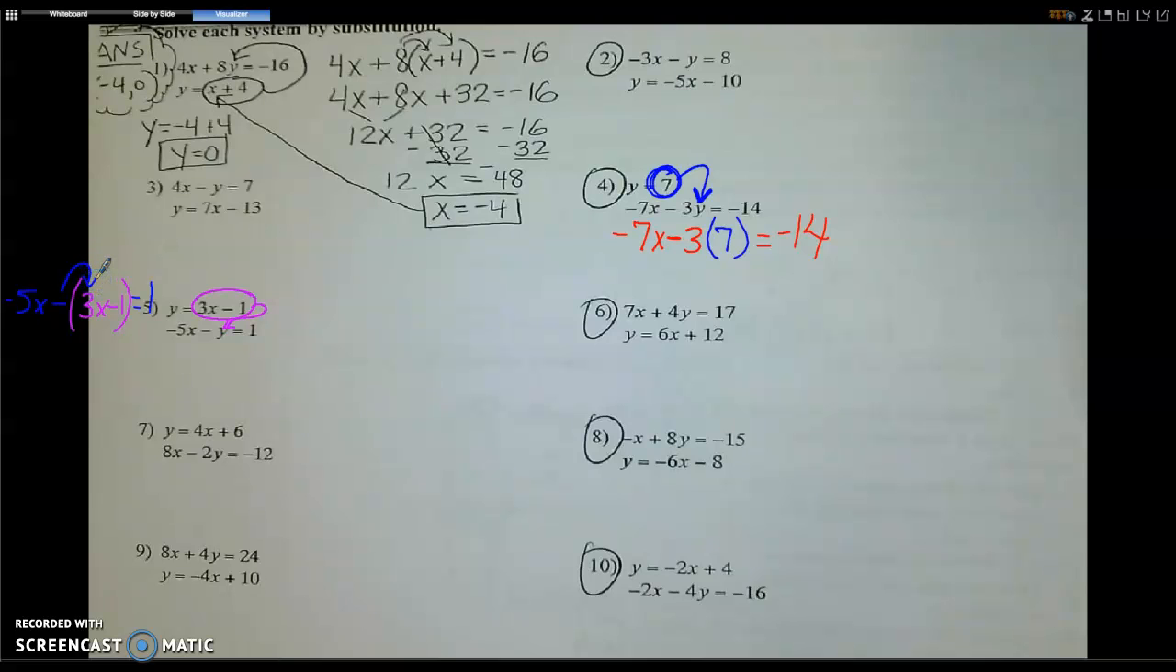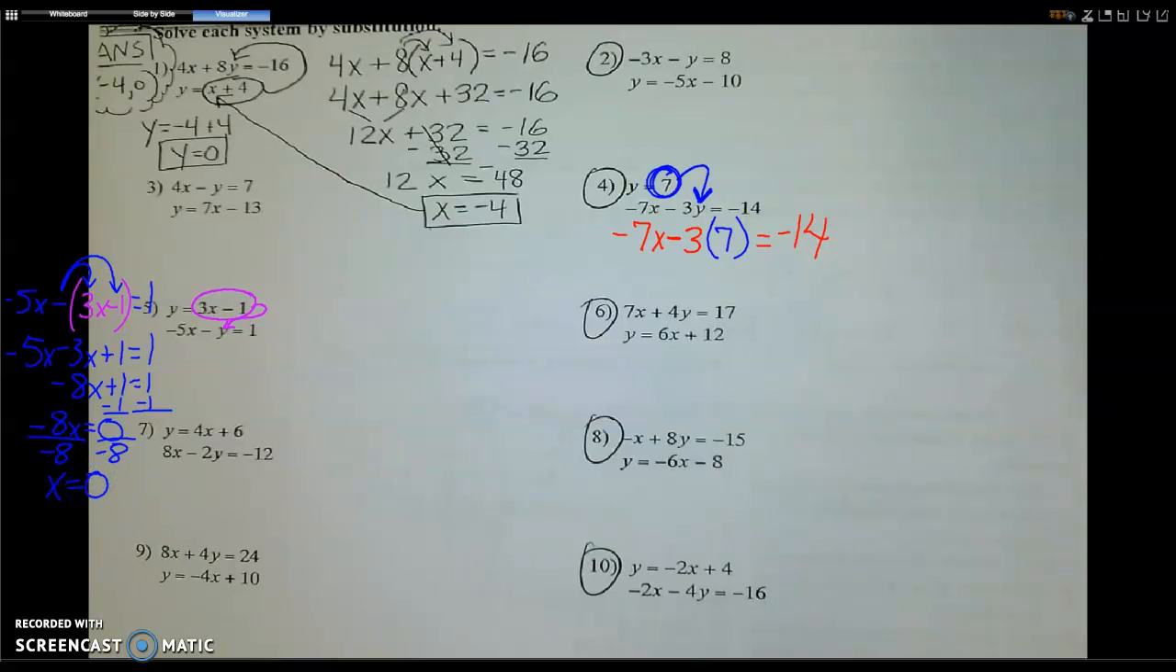Distribute. Negative times 3x is negative 3x. Negative times negative 1 is a positive 1. Bring down our other pieces. Combine like terms. Negative 5x and negative 3x give us a negative 8x plus 1 equals 1. Minus 1, minus 1. So that leaves us with negative 8x equals 0. Divide by negative 8, divide by negative 8, x equals 0.